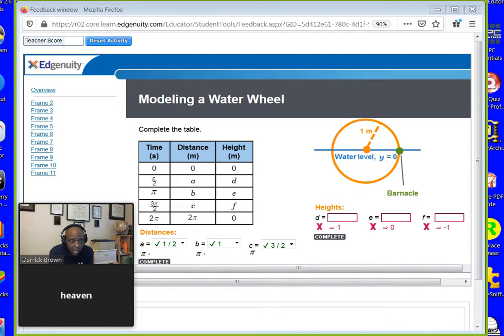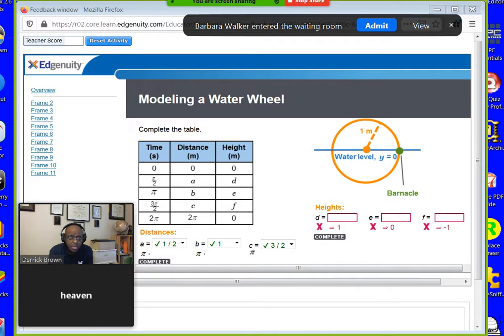All right, so at time pi over 2. Now here's where the unit circle becomes important. Pi over 2 is expressed in radians. Now, how many degrees is pi over 2 radians? 90. All right, so pi over 2 is talking about this green dot. I think that is the green dot.